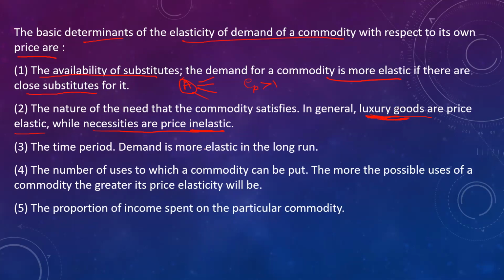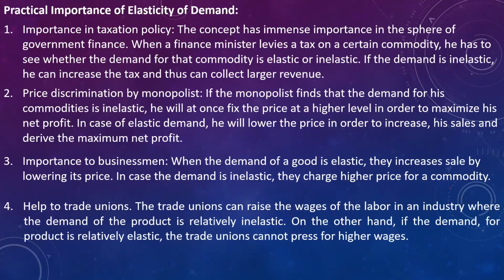Then the next is the time period. Demand is more elastic in the long run, whereas in the short run it is inelastic. Then the number of uses to which a commodity can be put. For example, there is commodity A that can be used for various purposes. Now suppose we have hired labor. That labor we can use for livestock maintenance, we can use for weeding, we can use for spraying. So we have many uses. So the more the uses, the more will be the elasticity. And the proportion of income spent on a particular commodity will also determine the elasticity of demand.